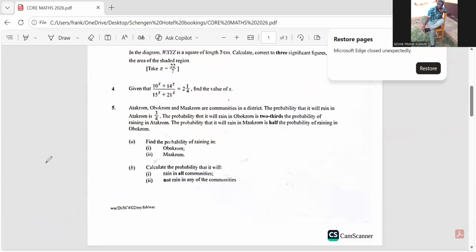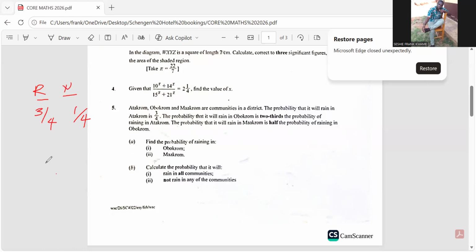Question number 5. Attack room, Obo room and Mark room are communities and districts. The probability that it will rain in Attack room is 3 out of 4. So there's the question of not raining. Rain and not raining: 3 out of 4 in the first term. So not raining is 1 minus 3 out of 4.